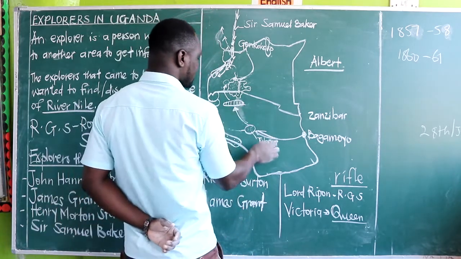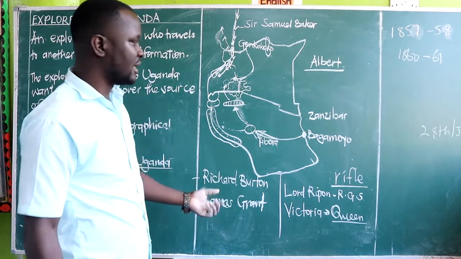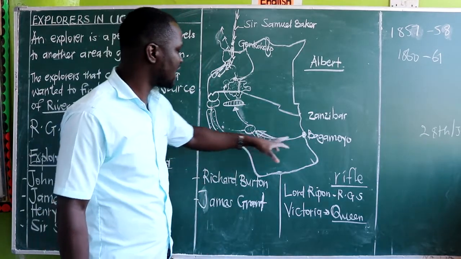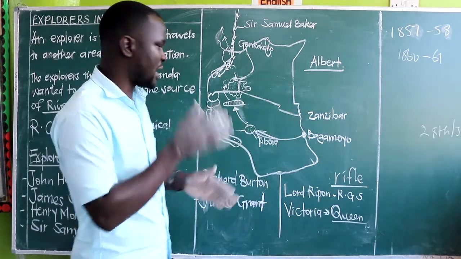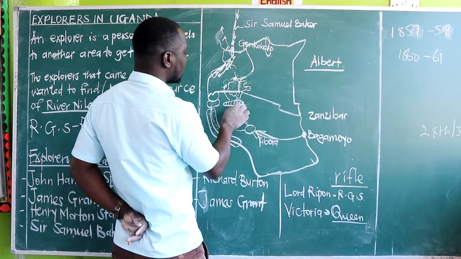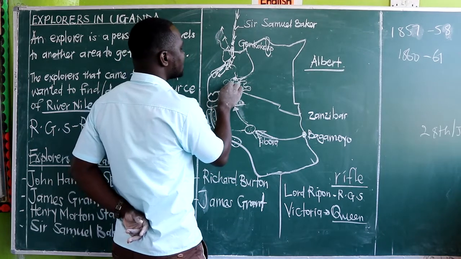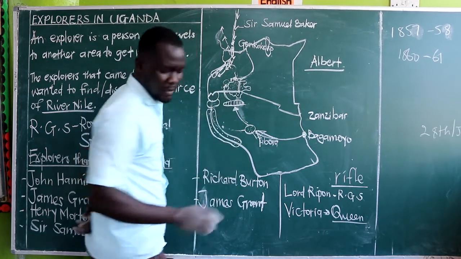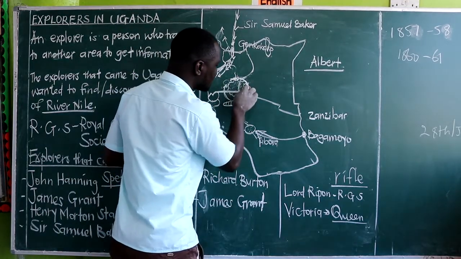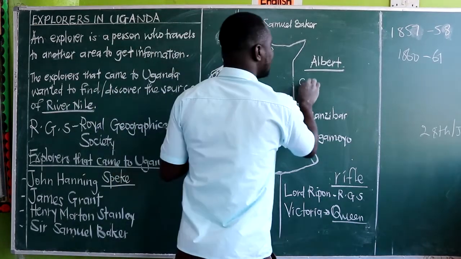So he came, used the same route. Remember, we said that the Arabs had entered before the coming of these explorers. So the Arabs had already created these routes that they could pass. So he used the same routes, entered, came to Tabora, from Tabora to Karagwe. From Karagwe, he came and sailed around. So in your map, you have this explorer who sailed around this lake. This is what we call circumnavigate.